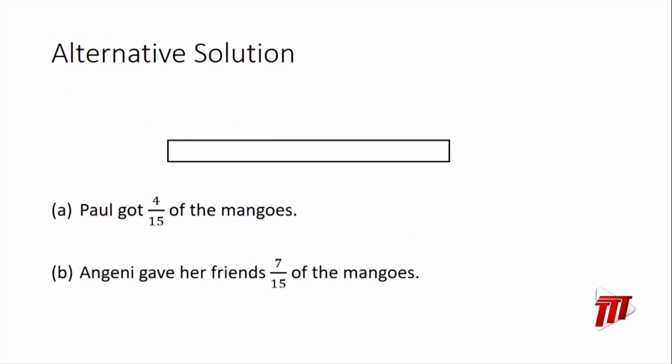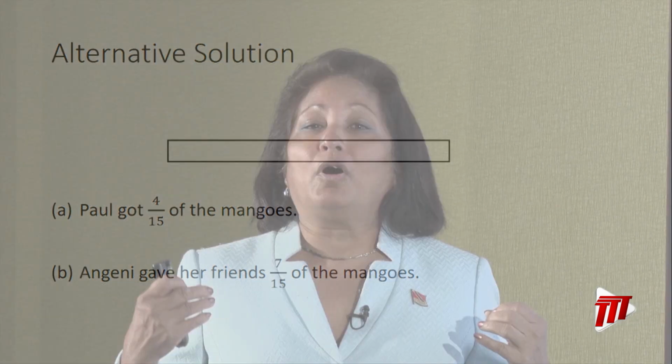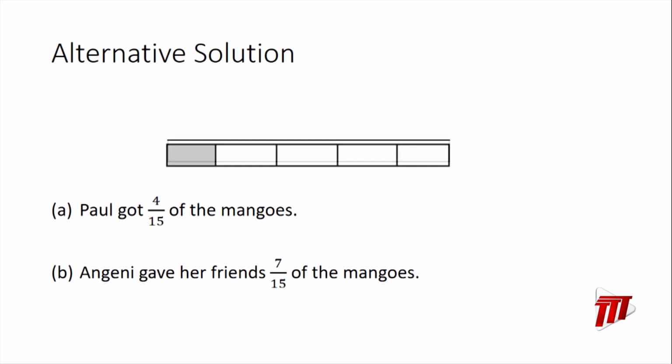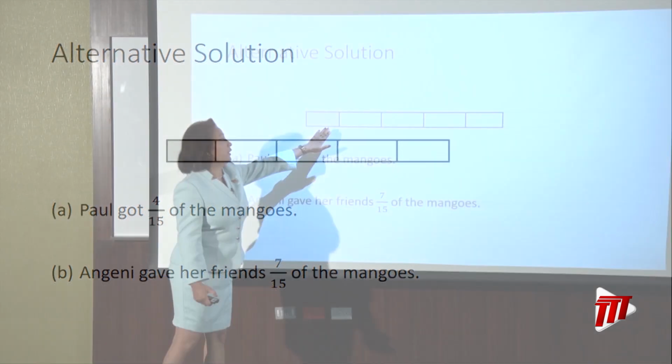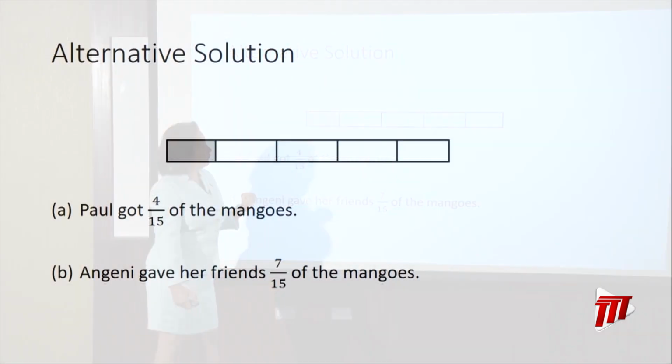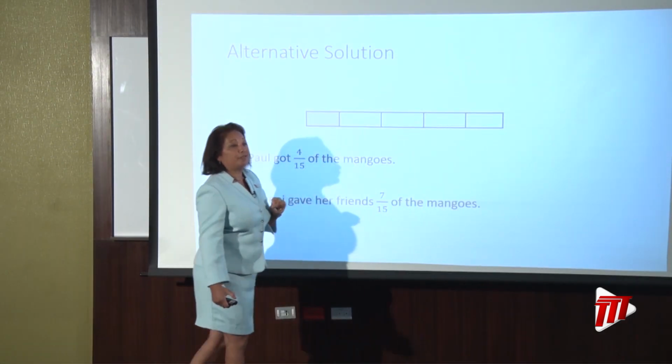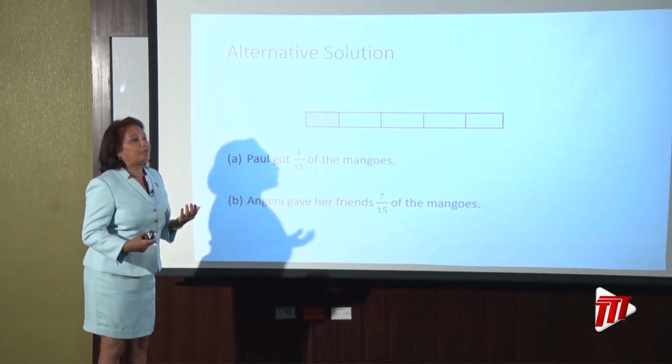The second method is using a bar where we draw a model of the question. So that represents the number of mangoes that Anjani has. That's our whole. What happened is that she gave 1/5 to Jenny. So we divided the whole into 5 pieces. 1/5 went to Jenny. So this gray area is what was given to Jenny. Paul has to get 1/3 of the remainder, but the remainder is 4/5. How can I get 1/3 of that 4/5?